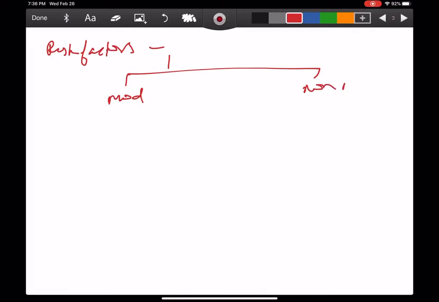The risk factors for coronary artery disease are basically classified into two: the modifiable risk factors and the non-modifiable risk factors. The non-modifiable risk factors are factors like family history and the age of the patient, where a person who is above 45 years of age in men and above 55 years in women has a greater probability of getting the blockage.